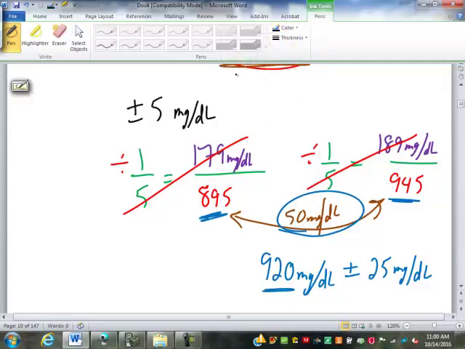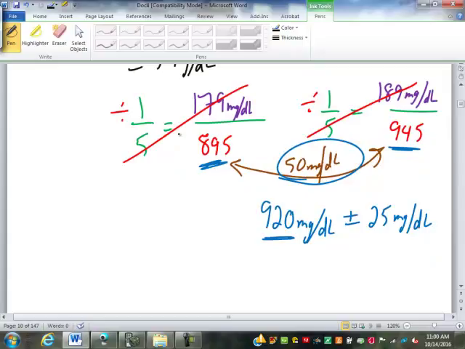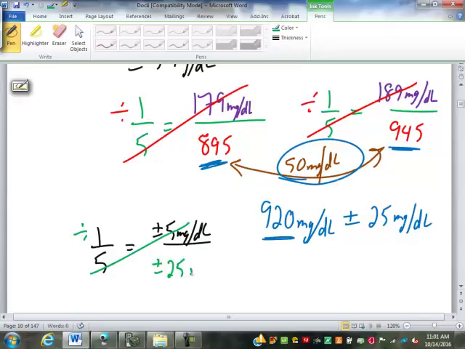So what has happened here is our error in our meter goes through the same dilution process. If it was a plus or minus 5 milligrams per deciliter before, 5 times 5 divided by 1, it is now plus or minus 25 milligrams per deciliter. So something to be aware of.